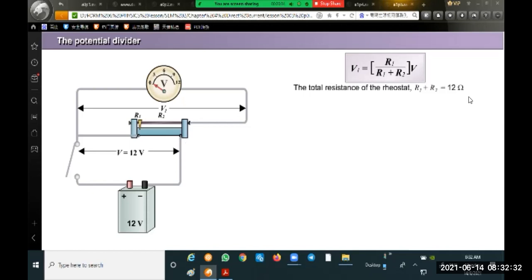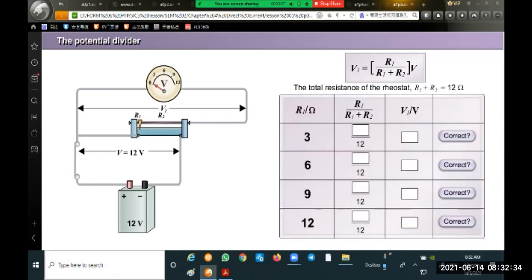So if R1 equals 3, it will be 3 over 12. What is 3 over 12 equal to? Please help me to count it. 3 over 12 times the voltage, which is 12, so we get 3 volts.